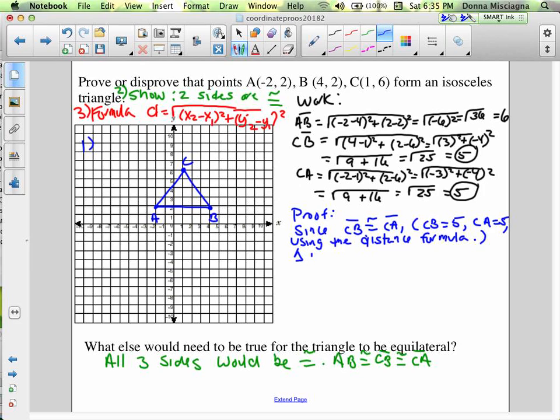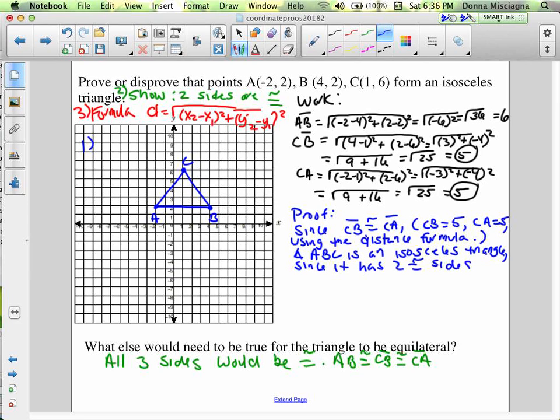So since CB is congruent to CA, and CB equals 5, CA equals 5 using the distance formula, triangle ABC is an isosceles triangle. Actually, let's make this all one sentence. Triangle ABC is an isosceles triangle since it has 2 congruent sides.